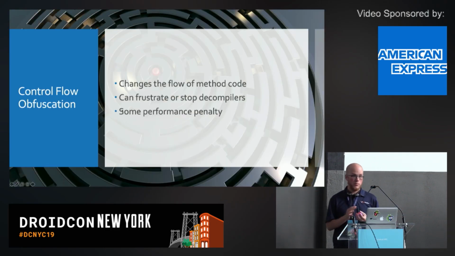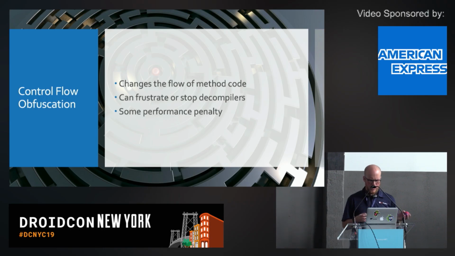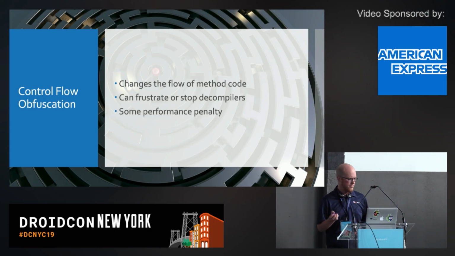So we're also going to apply some control flow obfuscation. Control flow obfuscation changes the flow of method code. It can frustrate some decompilers or stop them. It really depends, to some degree, on the initial complexity of the methods involved. And there's a greater performance penalty when you're dealing with control flow obfuscation than you tend to get with string encryption, because you add a lot of, frankly, redundant instructions. A lot of decisions in the code to determine the next instruction, and a lot of instructions that won't get hit.